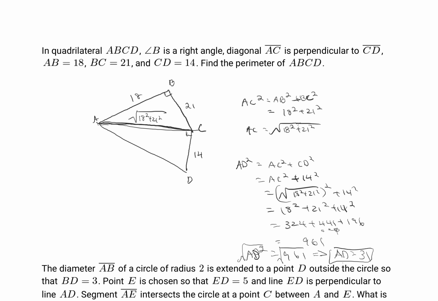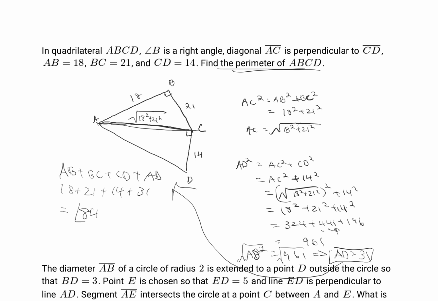And we're not finished yet though. If we go back and see this, we need to find the perimeter, which is AB plus BC plus CD plus AD, and this is only one part of it. But luckily, the rest of it is given to us in the problem. So if we add this all up, we get 84. Yeah, 84 looks like the right answer. Is that good? Is that good for everyone?